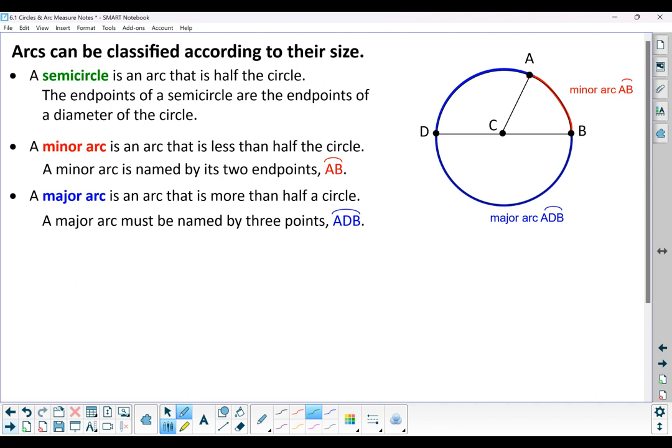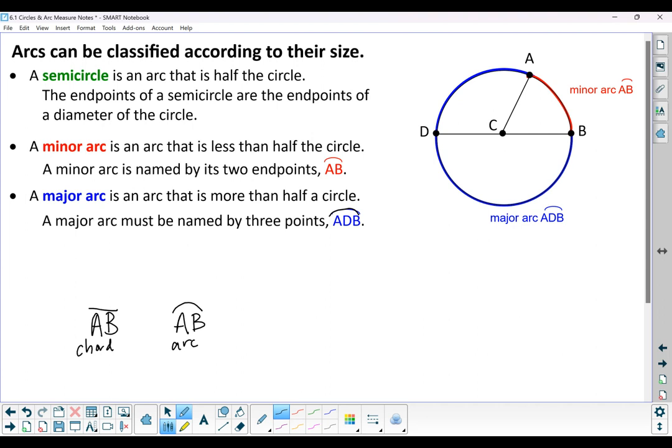So when we talk about arcs, they can be classified according to their size. And when we write the notation of arcs, we use this little arch above them, this little curve. When we talk about segments like chords, you may have seen those before. It has a straight line above. This would be like a chord in a circle from A to B. An arc in a circle will put a little arc on.